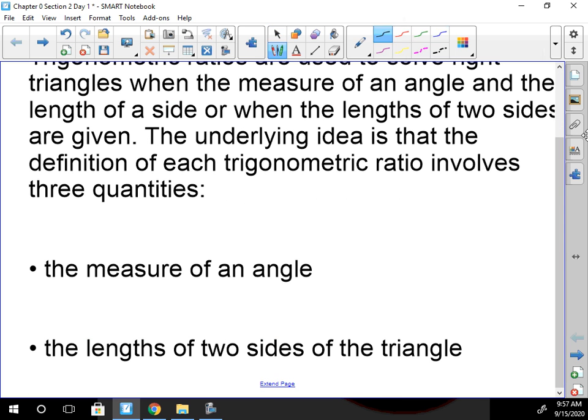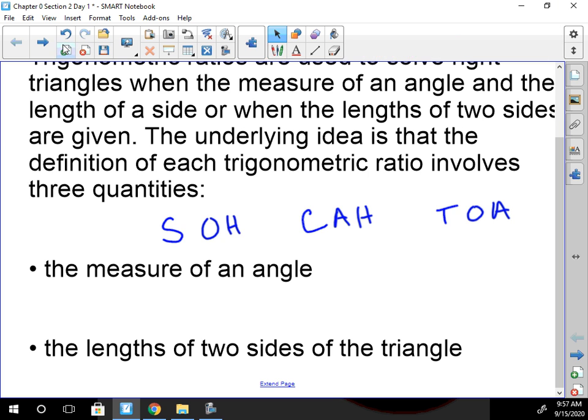Think about these trigonometric ratios. Sine of an angle is the opposite over the hypotenuse. Cosine of an angle is the adjacent over the hypotenuse. So that's the angle and two sides. And then tangent is opposite over adjacent. Tangent of an angle equals the opposite over the adjacent side. So every one of these involves one angle and two sides of the triangle.